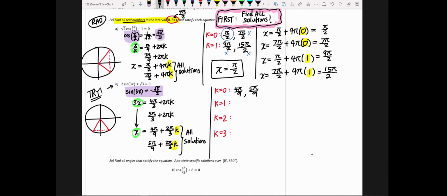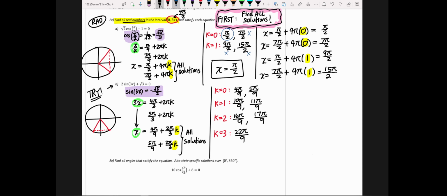When we plug in 1, we have to do 4/9 plus 2/3. Our calculator can handle that. 4 over 9 plus 2 over 3 simplifies to 10 over 9. And then 5 over 9 plus 2 over 3 simplifies to 11 over 9. So when k is 1, our 2 solutions are 10 pi over 9 and 11 pi over 9. When k is 2, we end up with 16 pi over 9 and 17 pi over 9. When k is 3, we plug that in, we get 22 pi over 9.